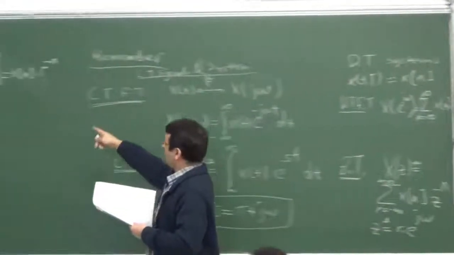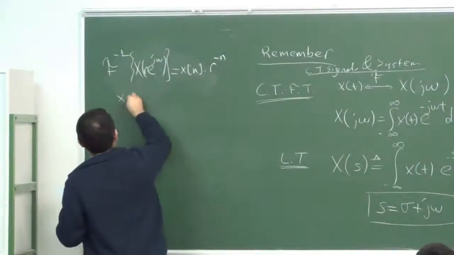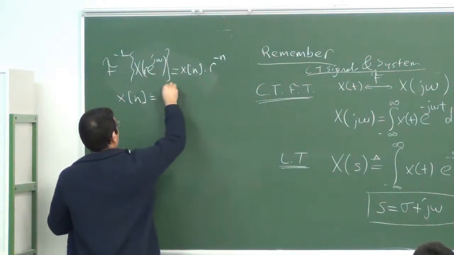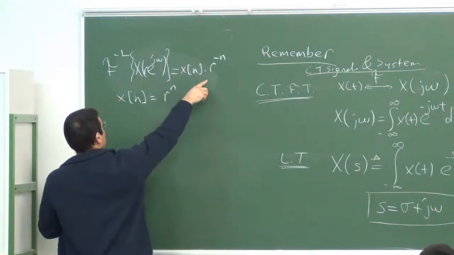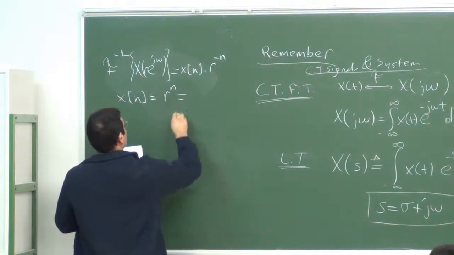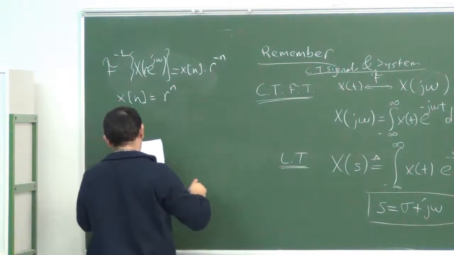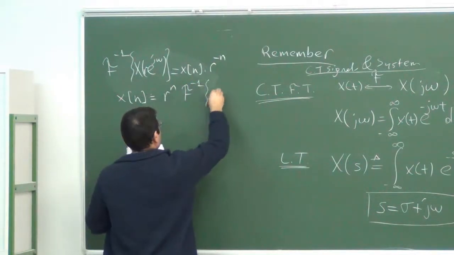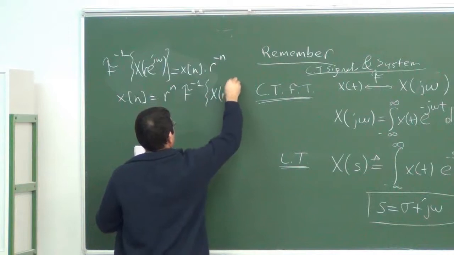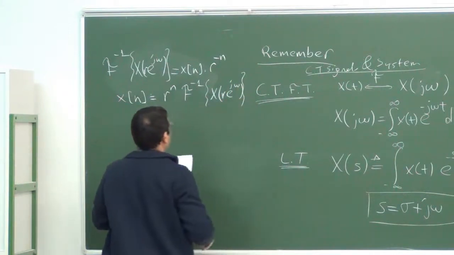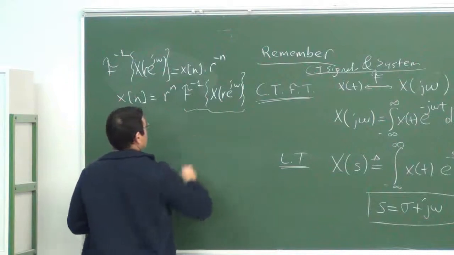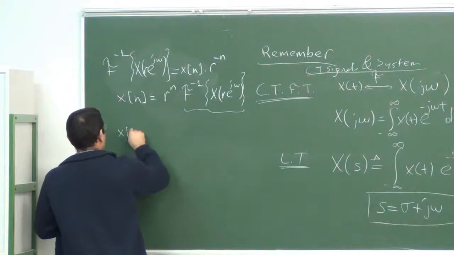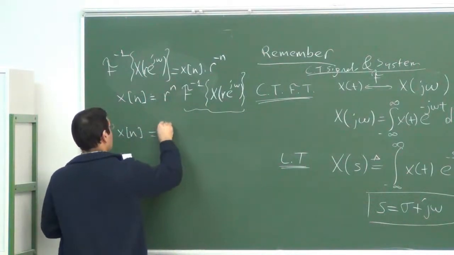So take r to the minus n to this side, and it is equal to r to the n. You put this term into the left side, and the inverse Fourier transform of X(r e to the j omega). So the problem is to find the inverse Fourier transform of this expression. Okay, so x[n] is equal to r to the n times.